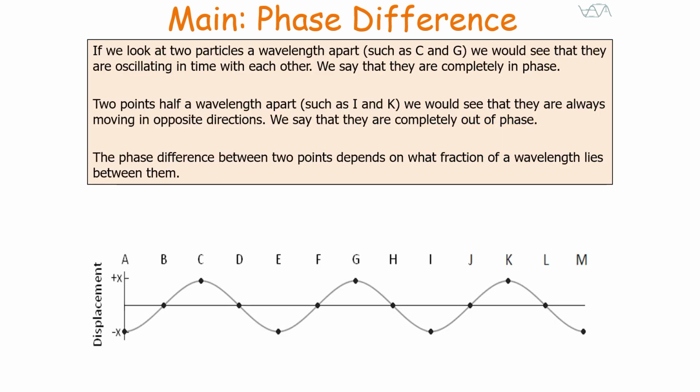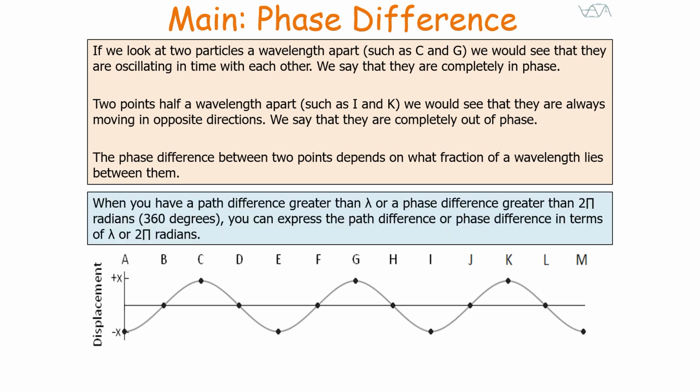So you can see here, if we look at two particles a wavelength apart, such as C and G, we'll see that they're oscillating in time with each other, so they're completely in phase. But two points half a wavelength apart, such as I and K, we see they're always moving in opposite directions, so they're completely out of phase with each other. And the phase difference between the two points depends on the fraction of a wavelength that lies between them.